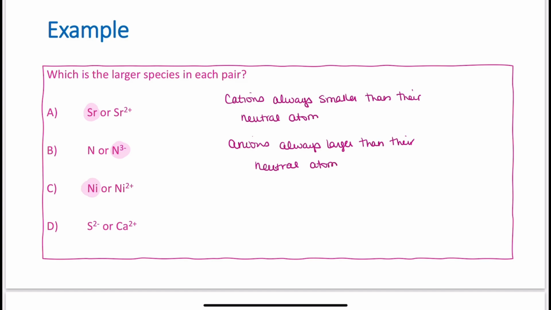Nickel or nickel 2 plus, nickel, and then S2 minus or calcium. If I look at these, they're isoelectronic. The S2 minus would be larger because it has fewer protons pulling on the same number of electrons. Calcium has more protons pulling on the same number of electrons.